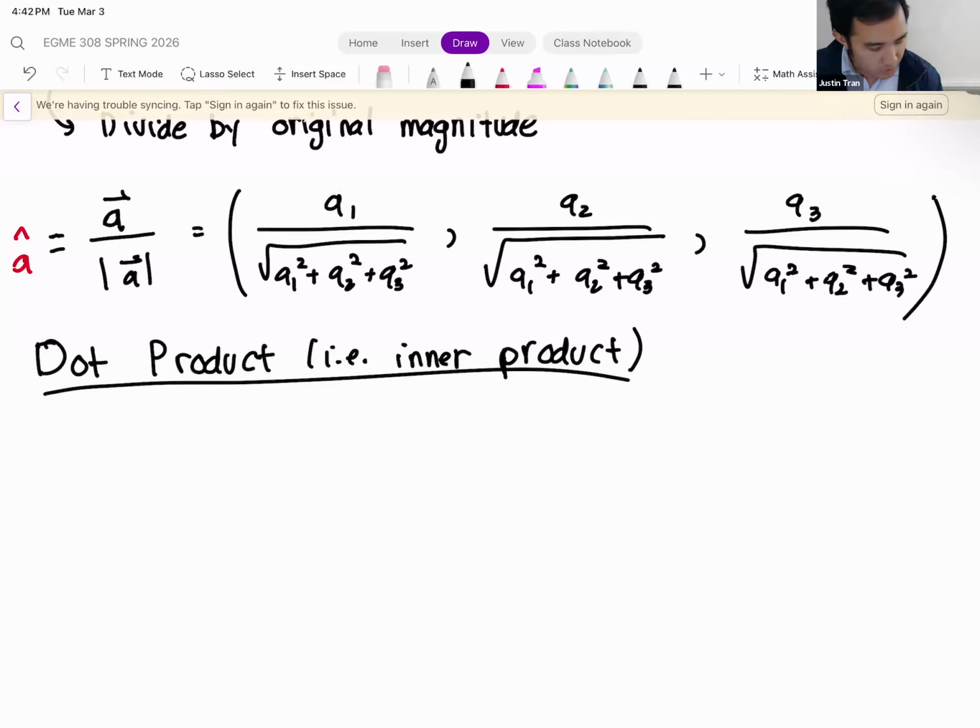Okay, all right. Now the dot product is interesting because it's a vector operation that you perform on two vectors, but the result of the dot product is not a vector itself, it's actually a scalar.